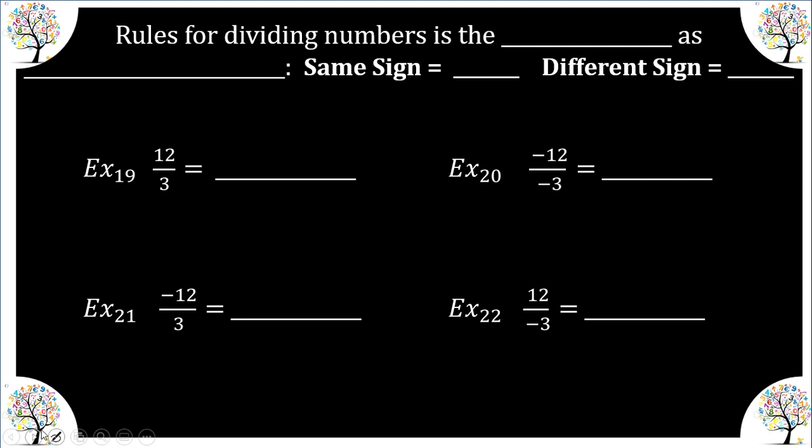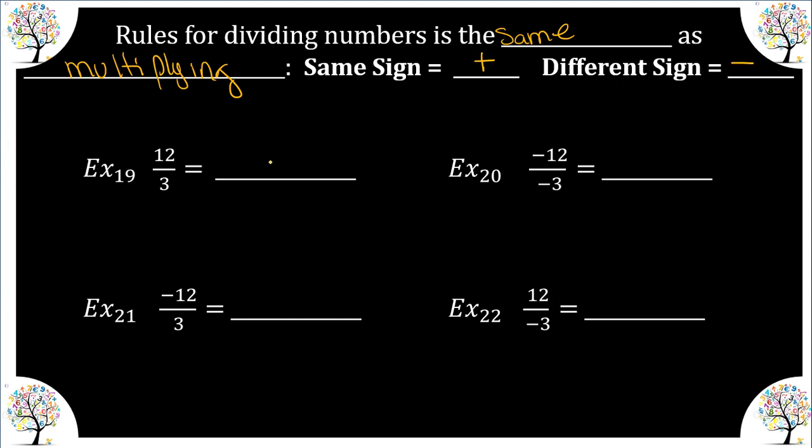The rules for dividing numbers are the same as multiplying, so that's the good news. Multiplying and dividing have the same rules. When the signs are the same and you're multiplying or dividing, your answer is positive. When you're multiplying or dividing and the signs are different, your answer is always negative.